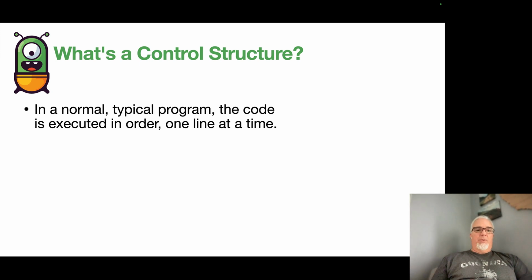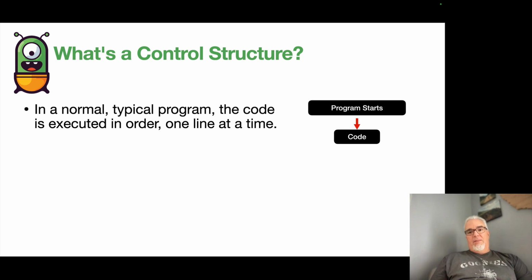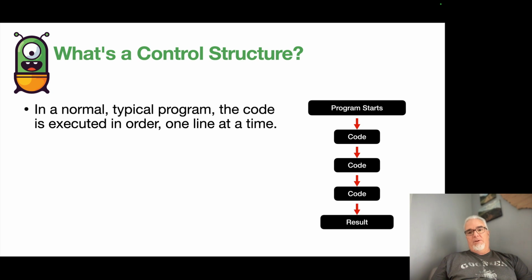In a normal typical program, the code so far has been executed in order, one line at a time, starting with the top and just moving down the line of code. It would start like this, and then we just execute the code and the next line of code and the next line of code until we get the result, at which time the program pauses or waits for us to do the next thing or to run it again or whatever we want to do.